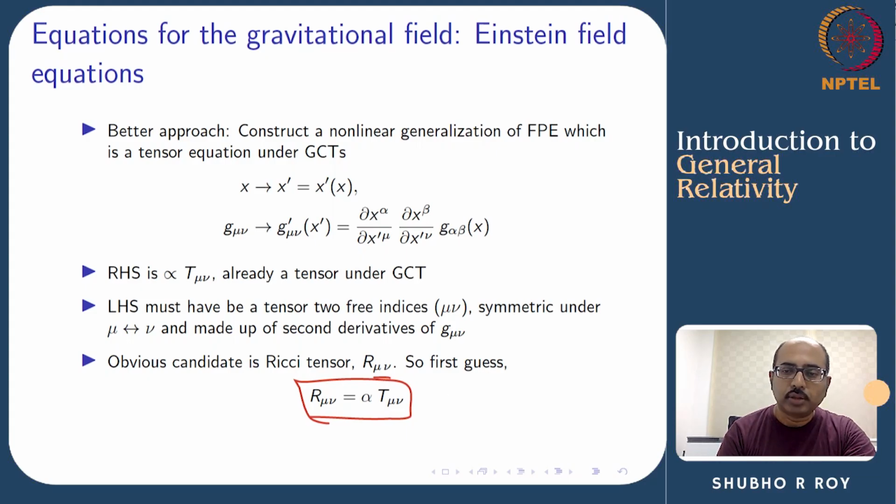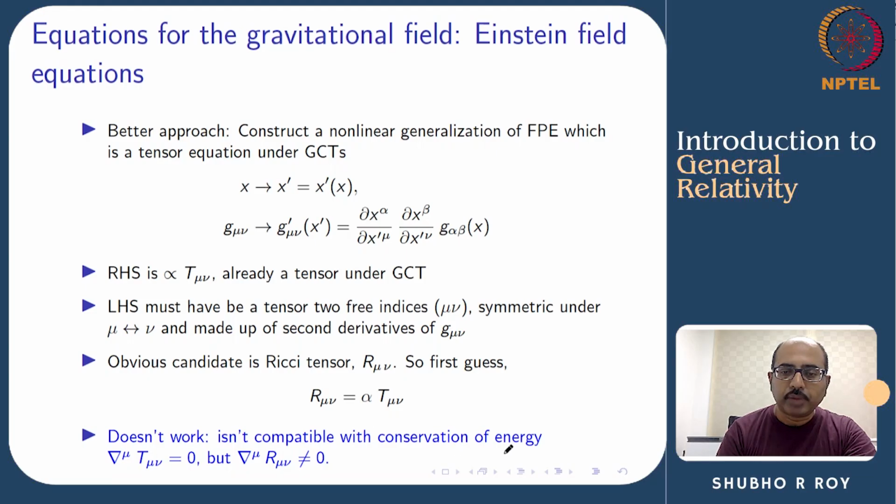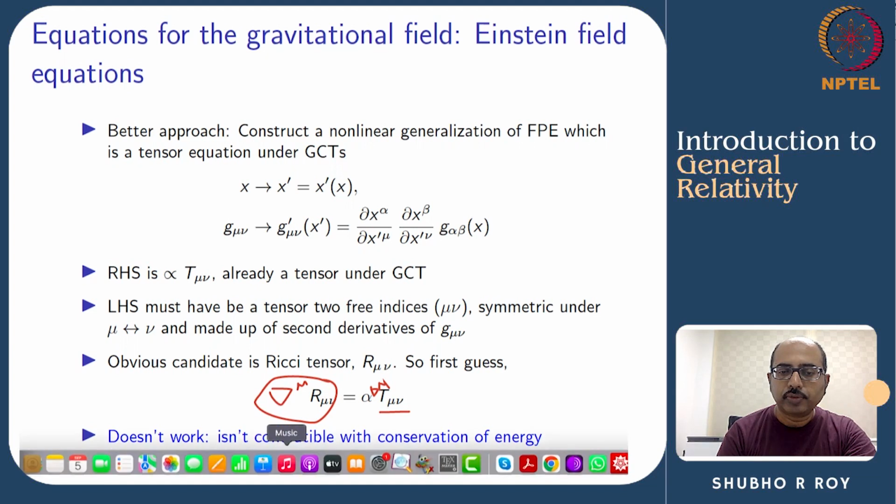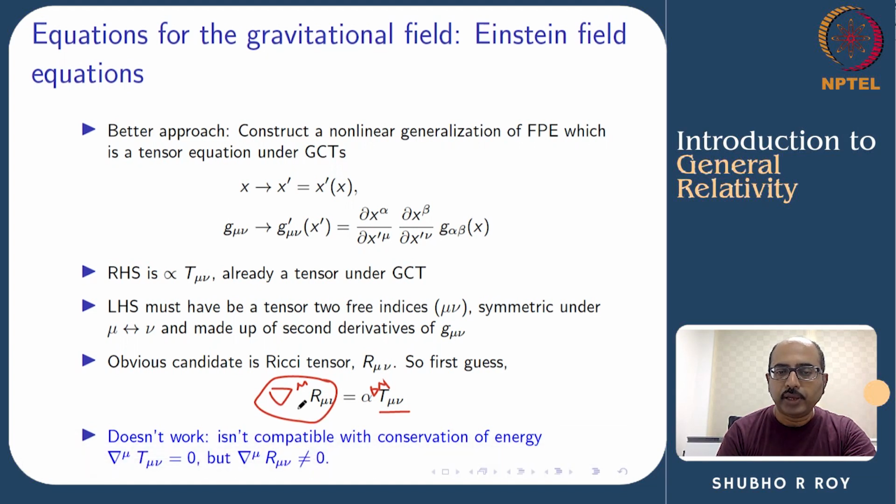But it doesn't work. The reason is, remember, T mu nu is covariantly conserved, so there's a conservation law for T mu nu. It isn't compatible with conservation of energy, because if I take del mu of both sides, this will vanish, covariant conservation of energy, but this will not vanish. One can compute the divergence of R mu nu, and in general, it doesn't vanish. On the other hand, del mu of T mu nu always vanishes, regardless of what is the configuration of the matter. Del mu of T mu nu is always 0. But del mu of R mu nu is not necessarily 0.